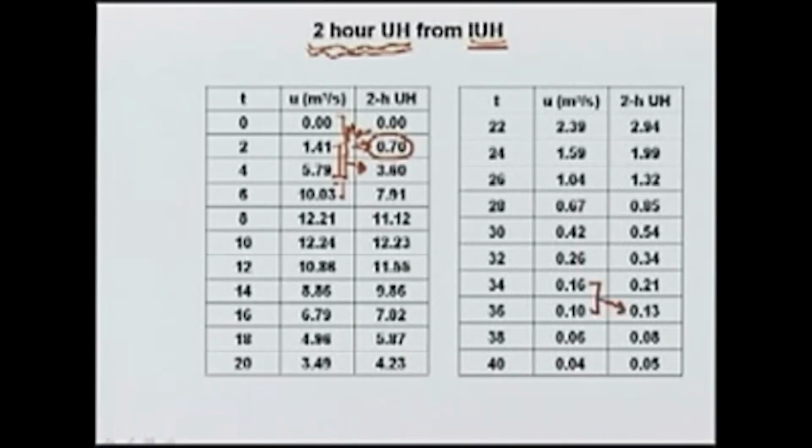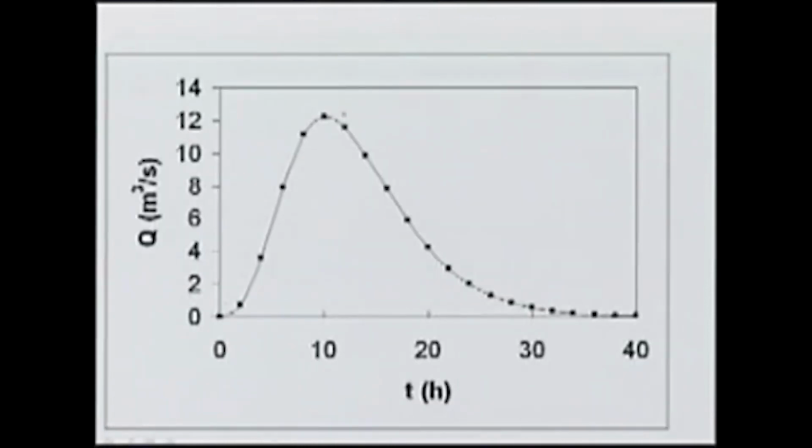So, this 0.13 is the mean of 0.16 and 0.1. So, the 2-hour unit hydrograph can be derived. This is the 2-hour because the difference of these times is 2 hours, and it can be plotted like this with a peak of about 12 meter cube per second.